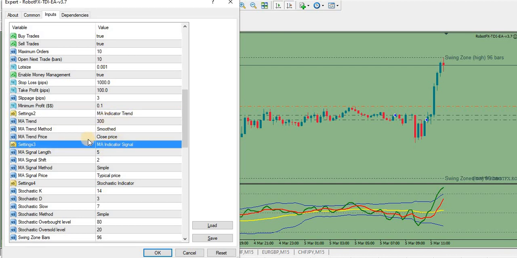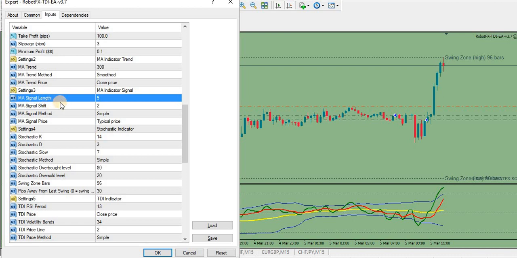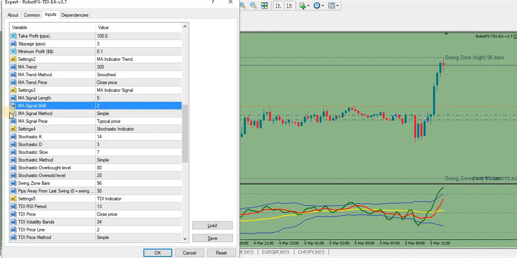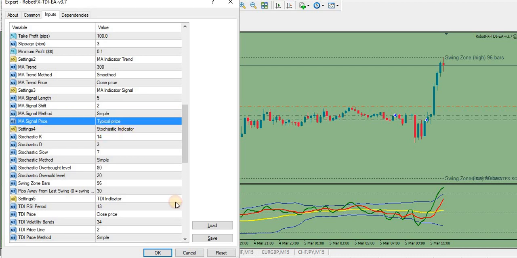Under this, there's a moving average indicator signal. The moving average indicator signal, it's well, another moving average, and it can be used as a trailing stop. The default settings for this example are 5, the moving average signal length, shift 2, the method is simple, the price is typical price.